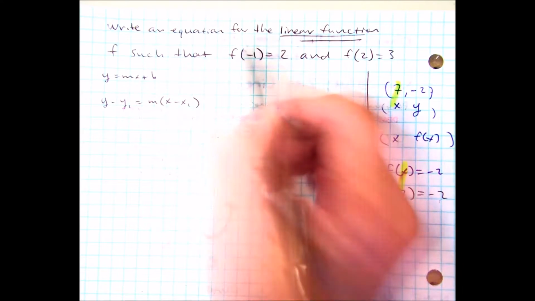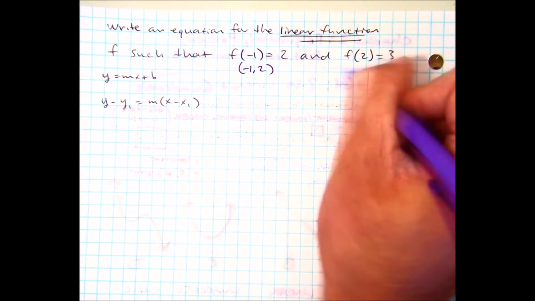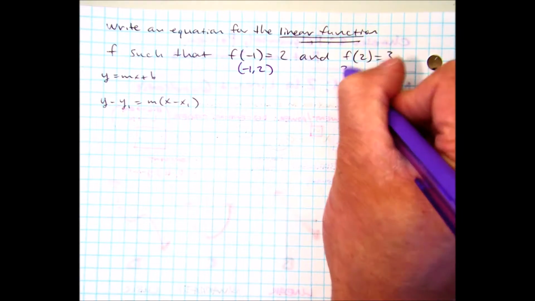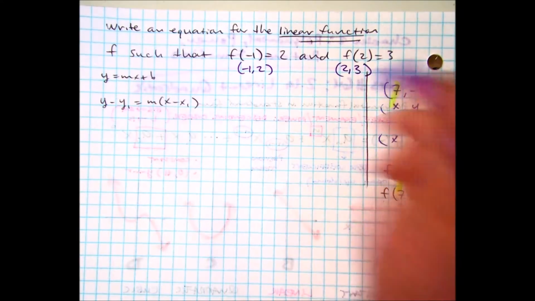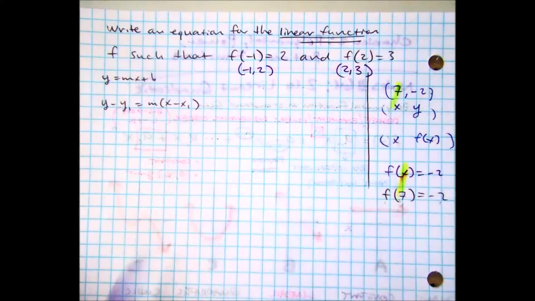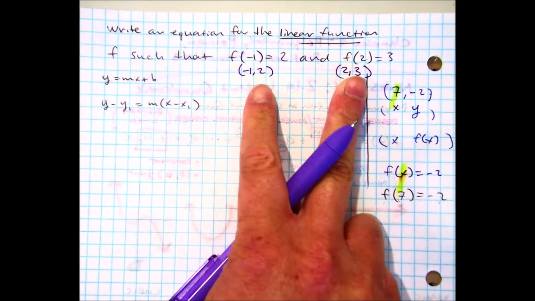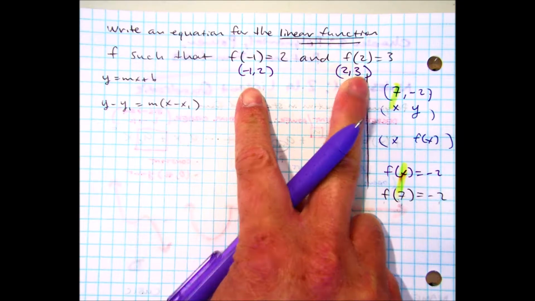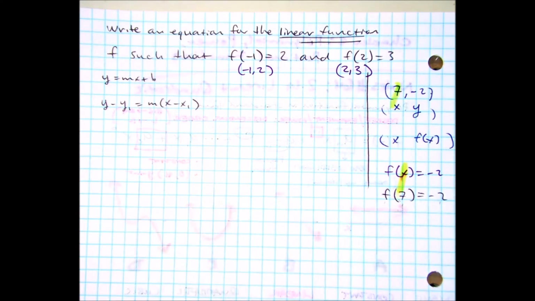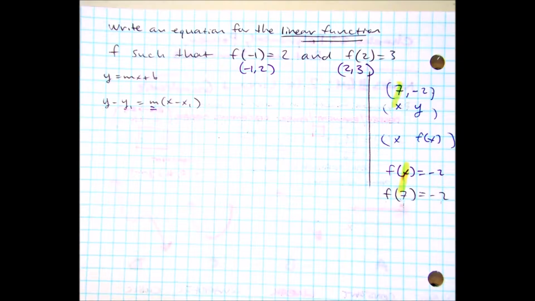So class, what is the ordered pair here? -1, comma 2. And this ordered pair over here? 2, 3. So I need to write an equation for the linear function. It doesn't tell me which one to use. Okay. Well, I have 2 points and I don't have the slope. So you can graph it. That's one way of doing it, counting rise over run. Or I'm just going to use this point-slope form. I'm going to solve for m, and then we can write an equation.